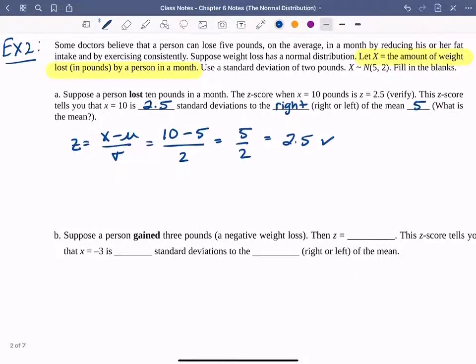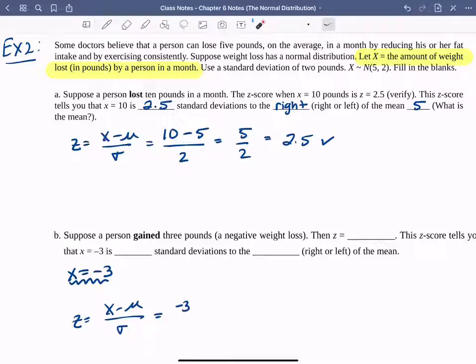Now let's look at B. B says, suppose a person gained 3 pounds, which is a negative weight loss, then z equals what? So let's find out what that is. Remember, if someone gained 3 pounds, x is negative 3. So z equals x minus mu over the standard deviation. So our x is negative 3. And then everything else stays the same.